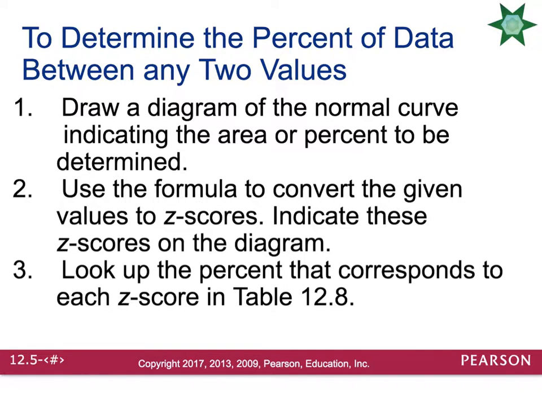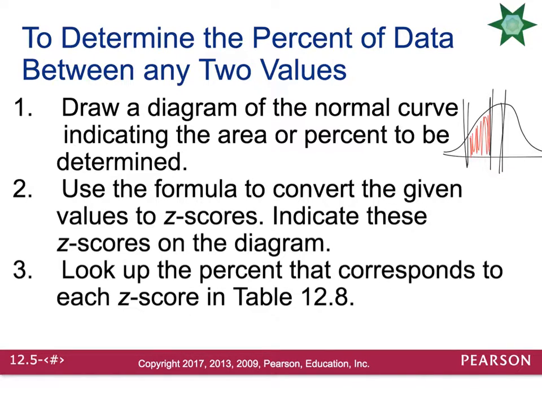Sometimes they're going to ask you to calculate the percent of the data that lands between two data points. So there's a procedure to do this. The first thing you want to do is draw a diagram of the normal curve. You want your average to be dead center. Then you need to indicate what you are looking for. Usually they'll tell you they want you to be between two values, and the way we indicate that is by shading the region that's between those two values.